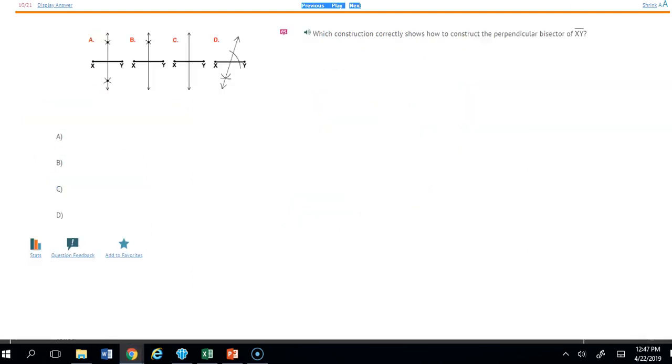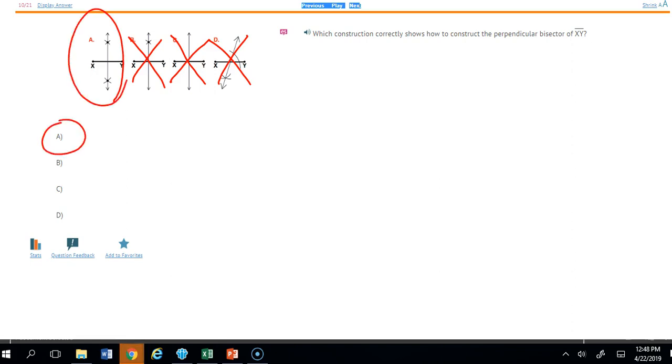So this one says which construction correctly shows how to construct a perpendicular bisector of segment XY. So first of all, I know it's not D because that's not a perpendicular bisector. And C really doesn't have enough information on it for me to choose it either. B, I couldn't draw a line through 1 point, so I could also eliminate it. I can only draw a line through 2 points, so our answer is A. That would have been the correct answer.